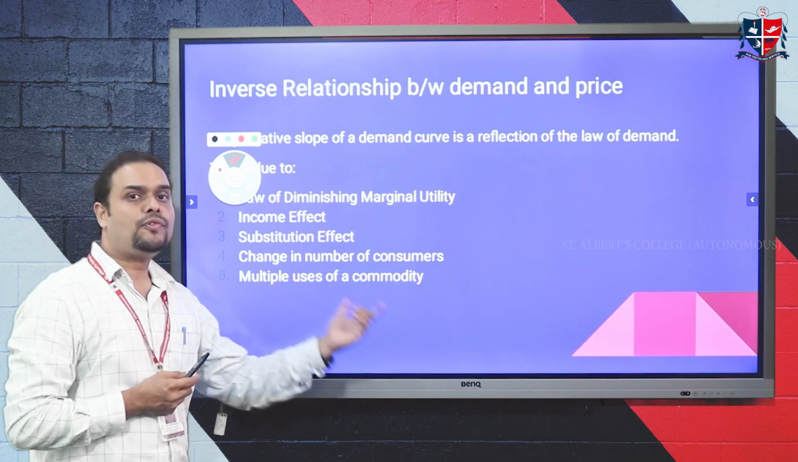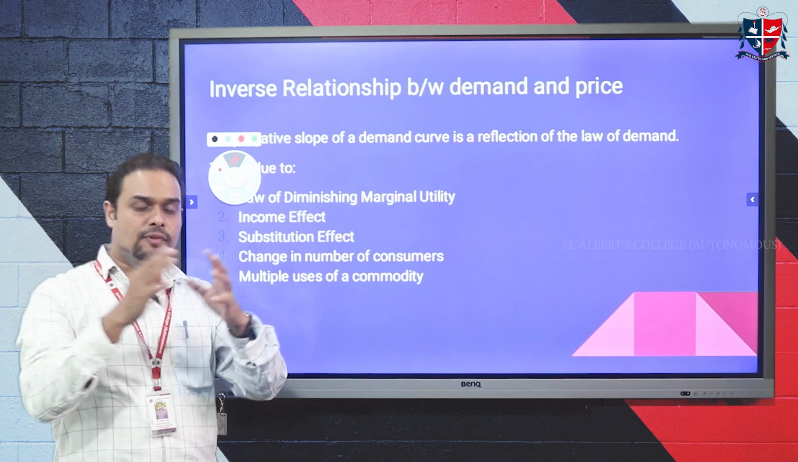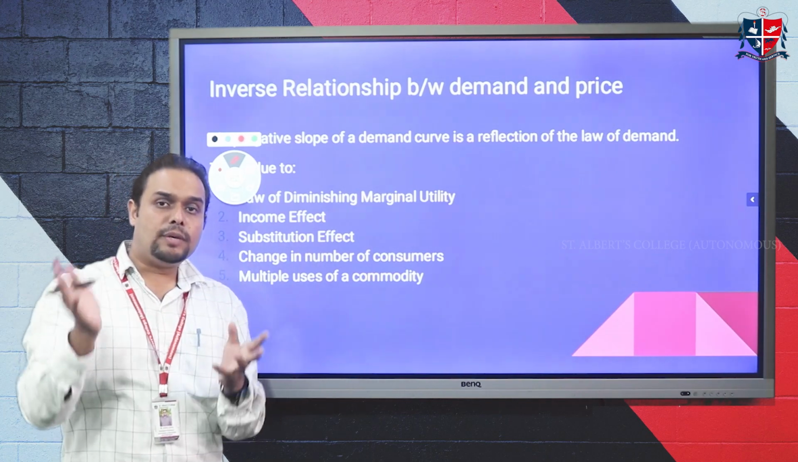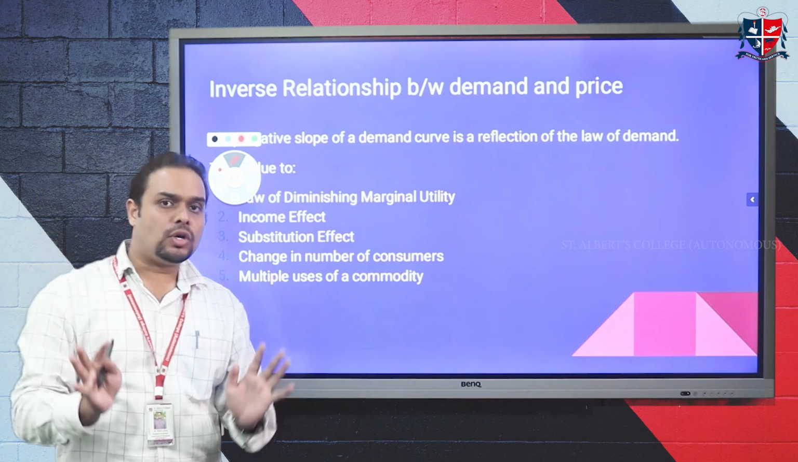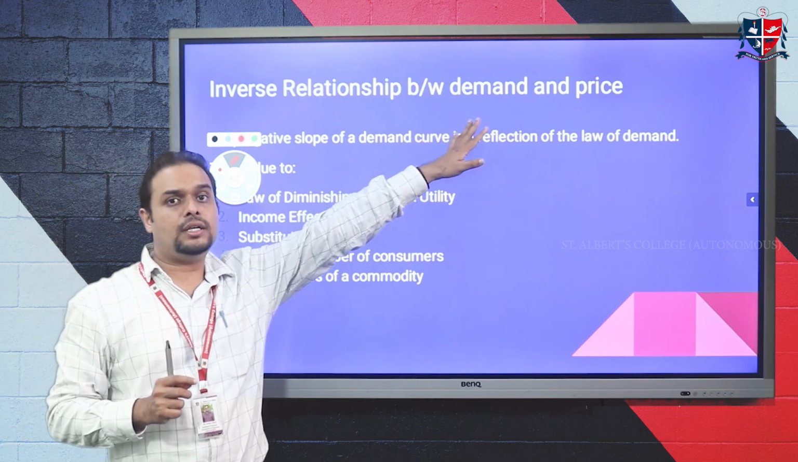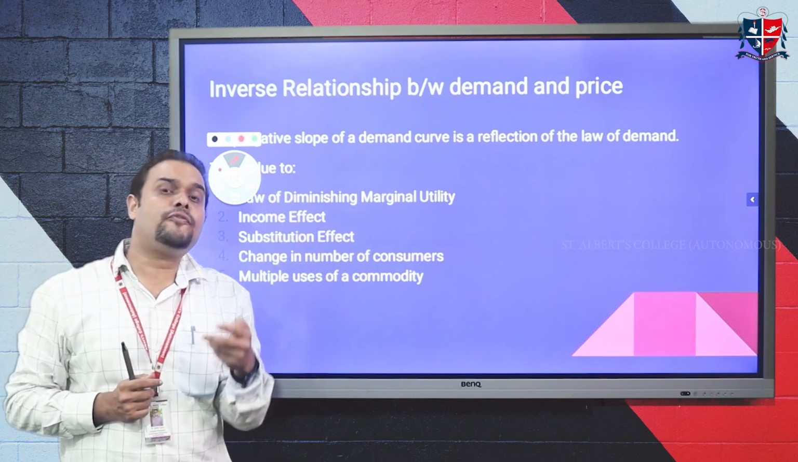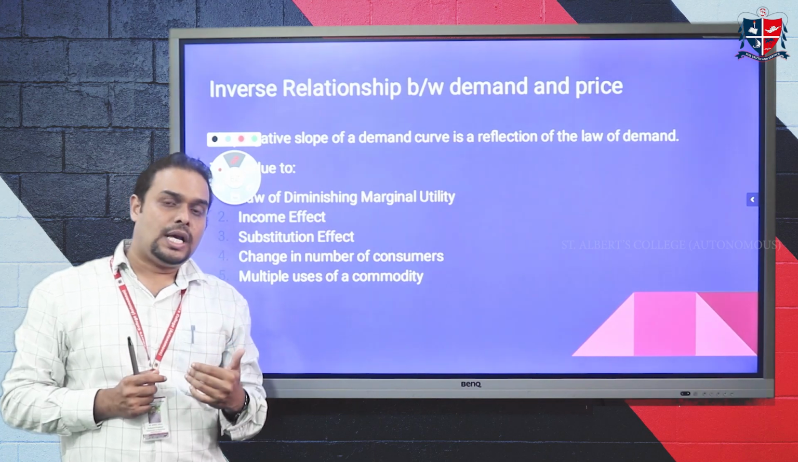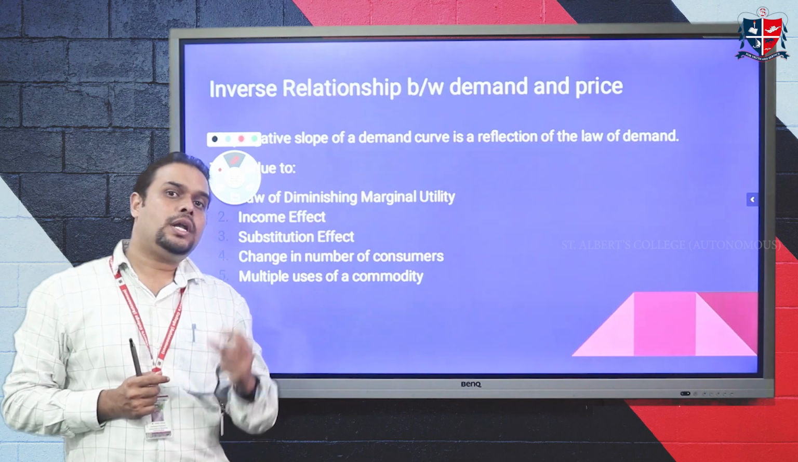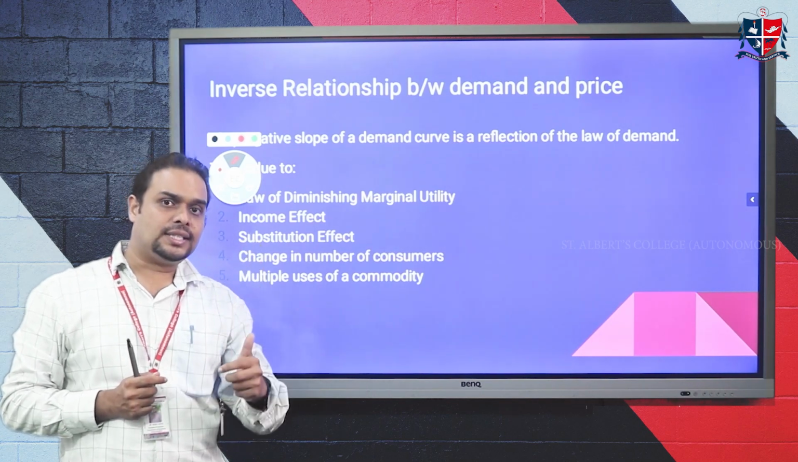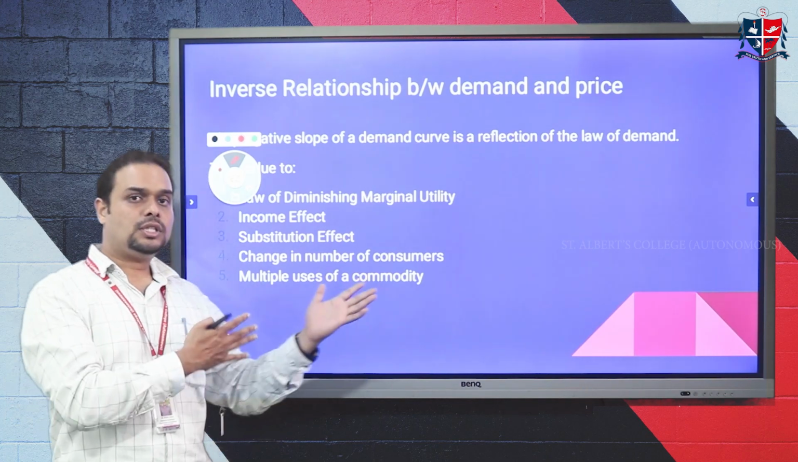Then you have change in the number of consumers. As the number of consumers increases, the demand will increase. As the number of consumers decreases, the demand would decrease. That is normal logic. Now, how does it result in an inverse relation between price and demand? If the price of a commodity increases, the number of people buying that commodity would come down, and as that number comes down, the demand would also come down. If the price of a commodity decreases, the number of people buying the commodity would increase, thereby resulting in a higher demand. So it relates to a specific concept.